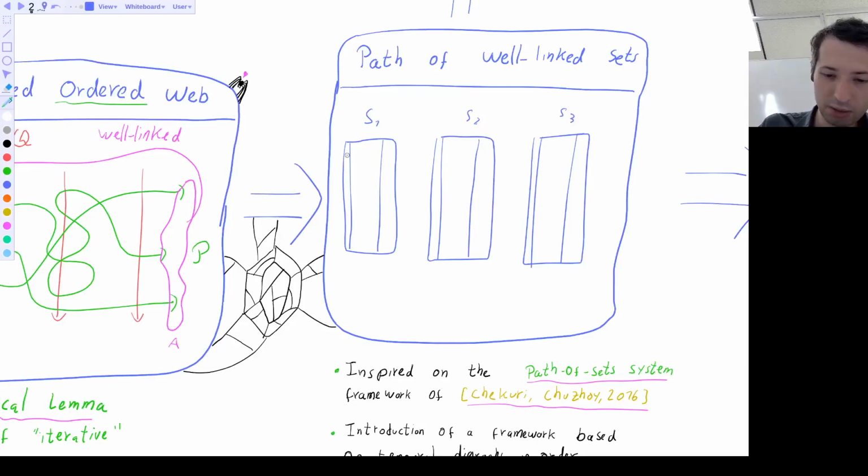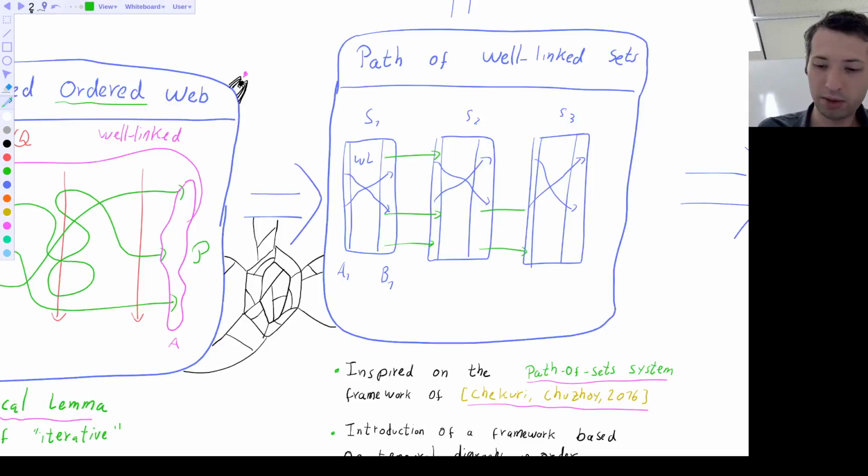And each cluster has the property that the left side, let's call it A, and the right side, let's call it B, that A is well linked to B. So this is well linked. Right, so for every cluster we have that inside it is well linked from left to right. And on the outside, we have this linkage that simply connects one set to the next in a path-like fashion. So that's why it's called a path of well-linked sets. We have the sets organized in a path-like fashion, and inside it's well-linked.